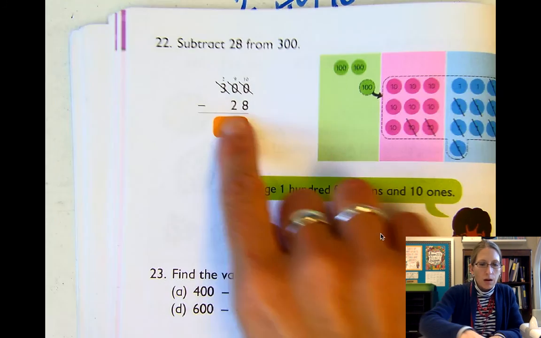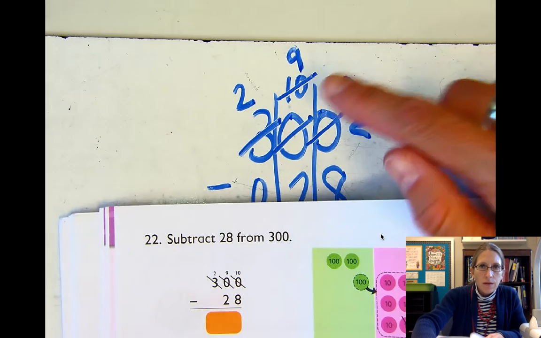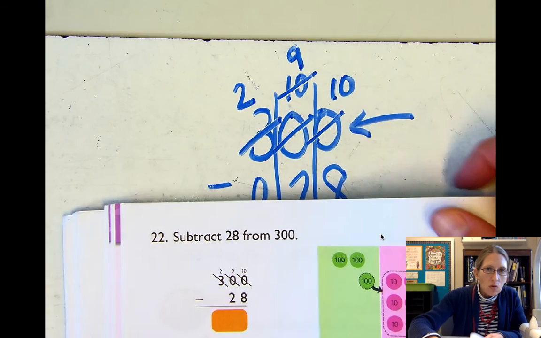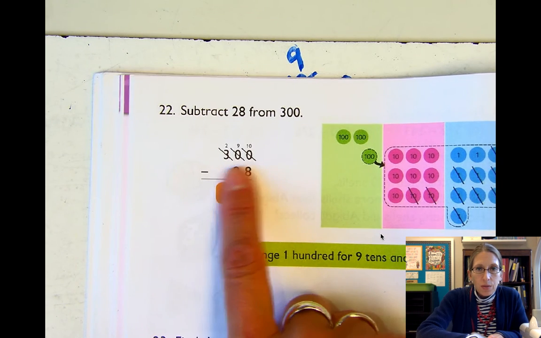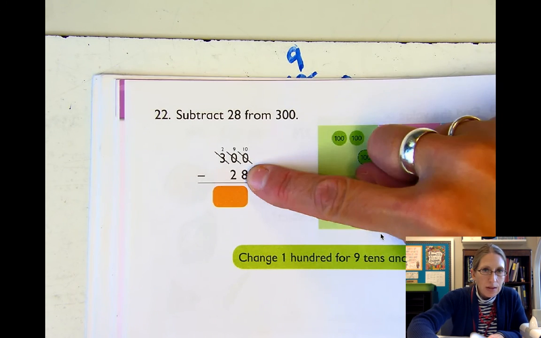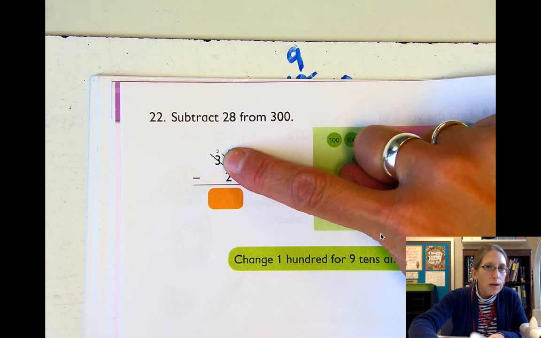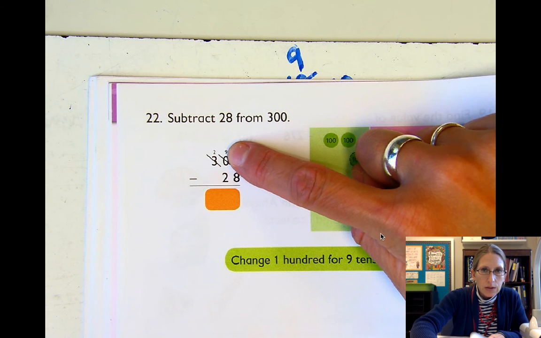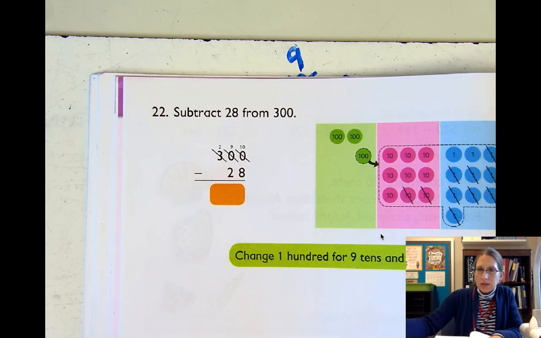So here, instead of renaming it like I did, where I first made this a 10 and then renamed it again, you can just go ahead and rename it like this. So they're saying, well, 300, we can't do 0 minus 8, so we have to rename, but we have to go way over here. And they're making the 300 into 2 hundreds, 9 tens, and 10 ones. Now, is that still 300?